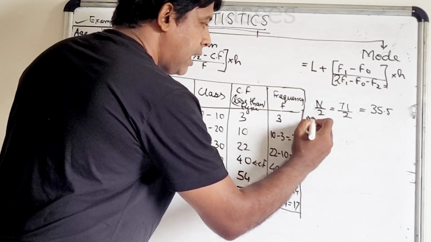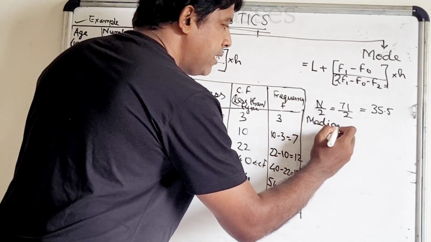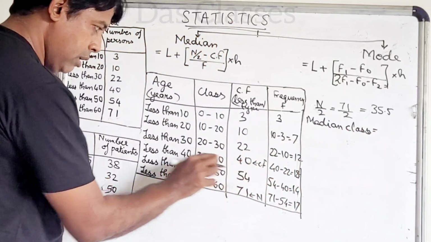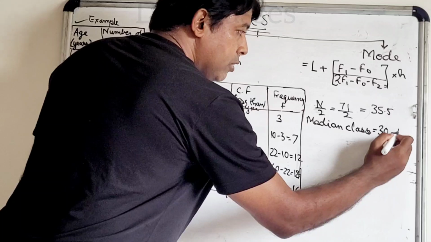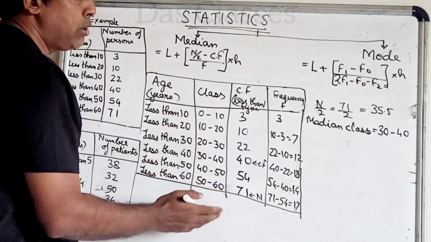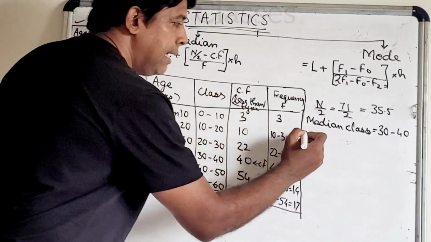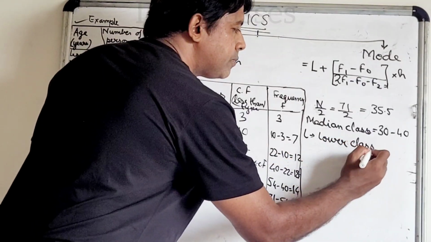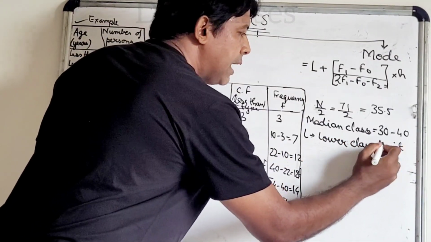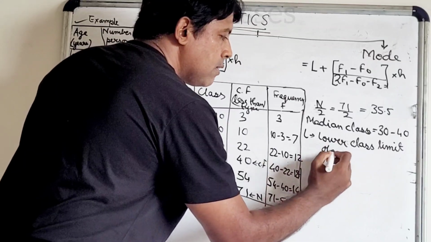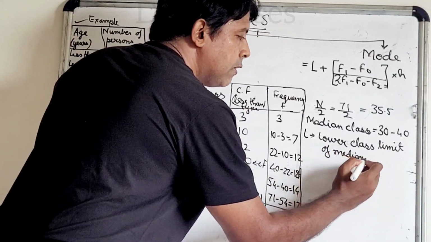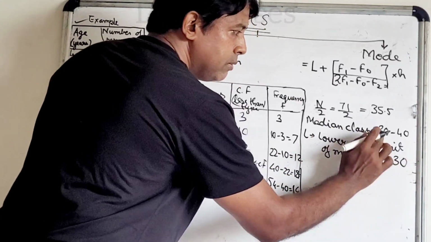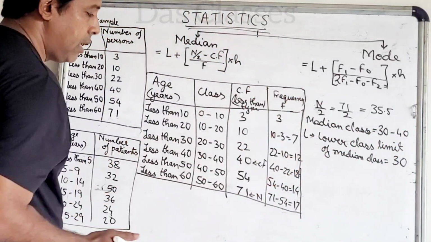So the median class, this is the most important thing. You write down the median class first. Median class is going to be 30 to 40. This is important to write, because based on the median class, all these things follow. L stands for the lower class limit of median class. And what we have got is the lower class limit of the median class is 30. This is the lower class limit, and that 40 is the upper class limit.